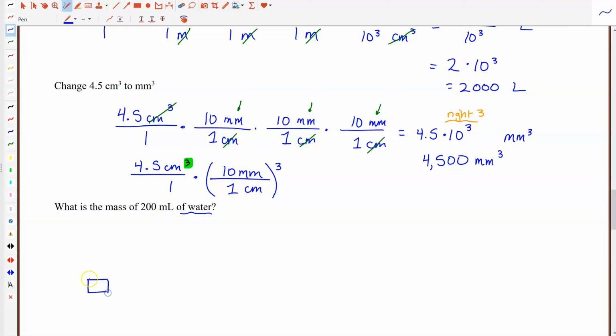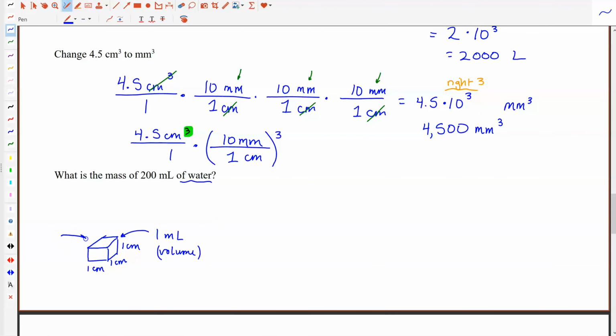So coming down here to answer this question, if I have 200 milliliters of water, maybe I can redraw this to summarize what we just explored. Here's my 1 centimeter by 1 centimeter by 1 centimeter cube. If I were to fill this cube up, this cube can hold 1 milliliter of liquid. So this is a volume idea. But if I take this same cube and I fill it with water, specifically with water at its maximum density, it has a mass of 1 gram.